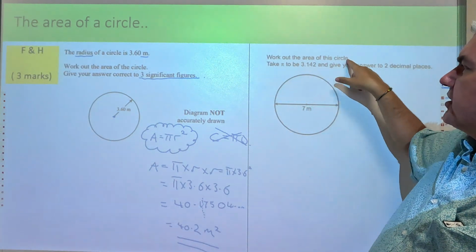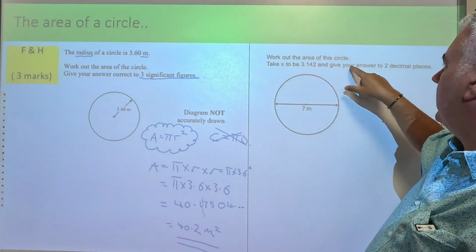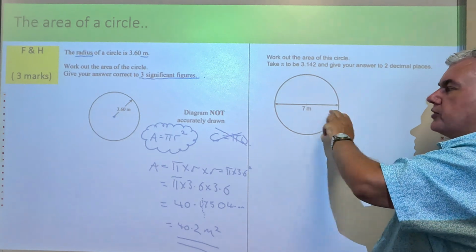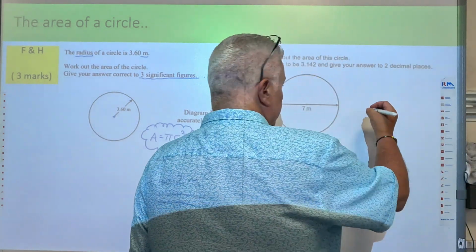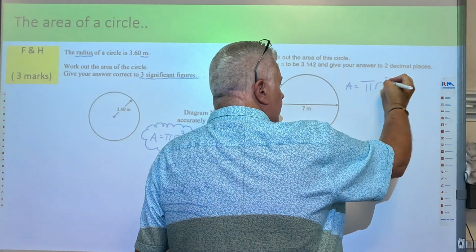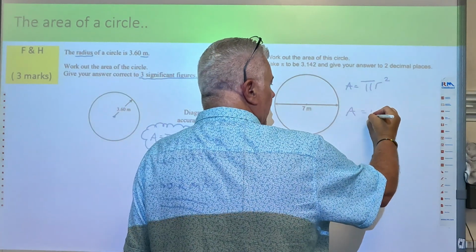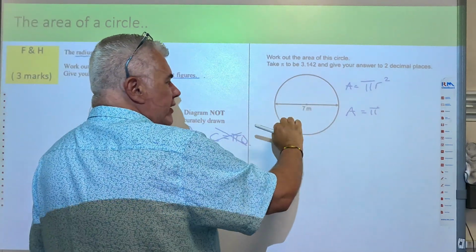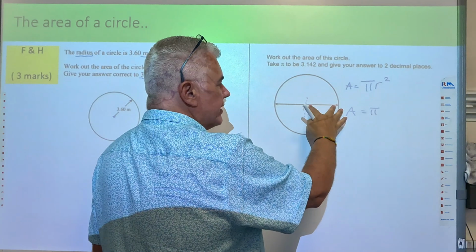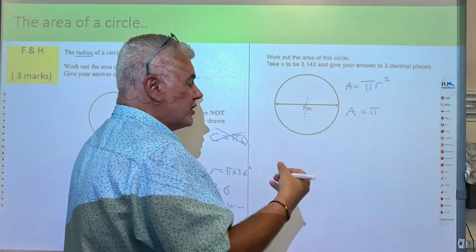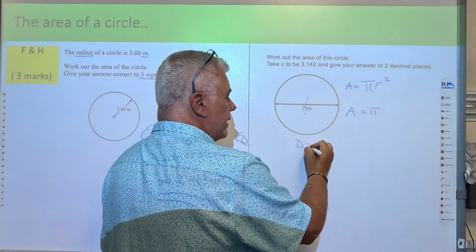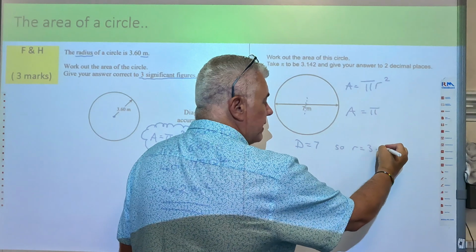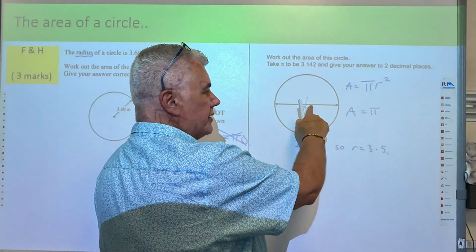Next one. Work out the area of the circle, take pi to be 3.142 and give your answer to 2 decimal places. This is the diameter. They're giving me the distance going all the way across, going through the centre. I'm still going to use area equals pi r squared. So my area equals pi. I don't know r. I've got diameter. But if you look at these, they're linked. If you look carefully, the diameter, that's a radius, and that's a radius. The radius is half the diameter, so my diameter equals 7, which tells me my radius has to be equal to 3.5 because it's half the distance.